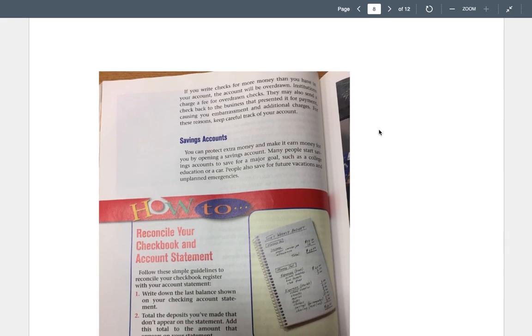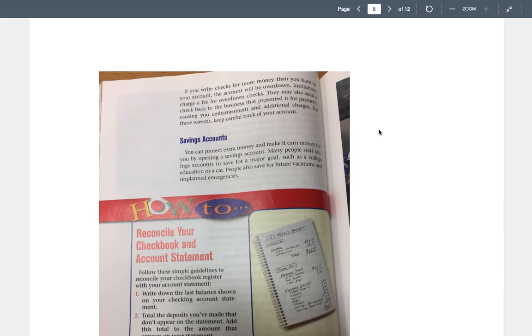If you write checks for more money than you have in your account, the account will be overdrawn. Institutions charge a fee for overdrawn checks because there's a lot of work that goes into getting the money where it should be if you've written a check for something that you didn't have money for in your checking account. They may also send a check back to the business that presented it for payment, causing you embarrassment and additional charges. For these reasons, keep careful track of your account.